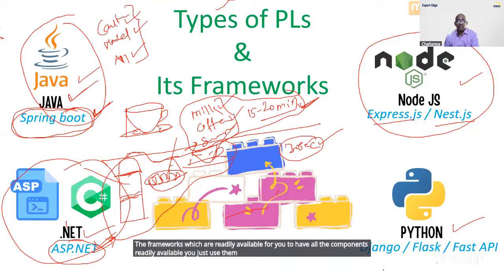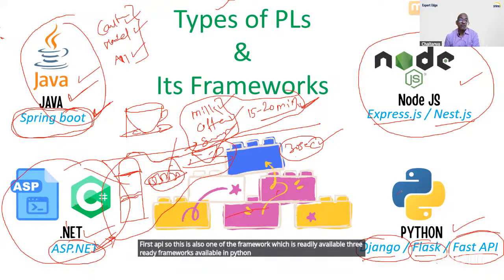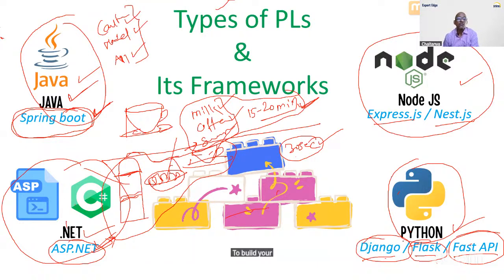In the case of Python, yes, there are three frameworks available: Django, Flask, and FastAPI. FastAPI is also one of the frameworks which is readily available. Three ready frameworks are available in Python. If the server is going to use Python as a programming language, you can use any of these three frameworks to build your web applications and websites faster, easier and quicker.